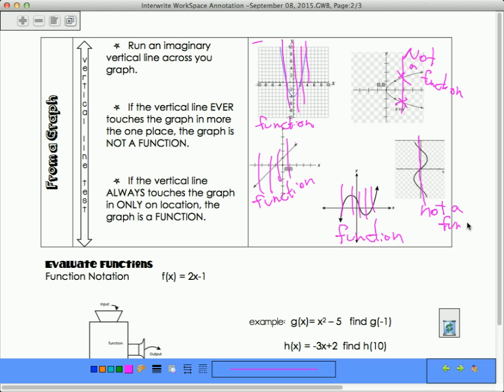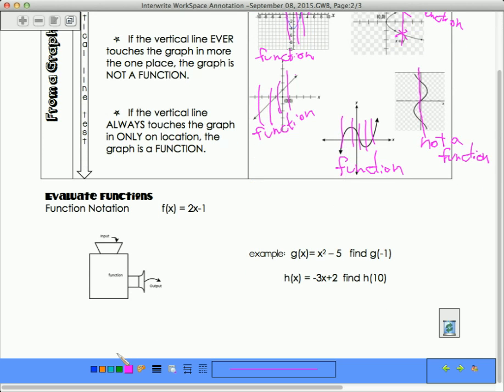All right, so remember, lay your pencil or imaginary line and drag it across the graph. If it crosses the graph more than once, it's not a function. If it only crosses once, it is. Straight lines and parabolas are always going to be functions, unless they're on their side like this. That's when it's not going to be a function.